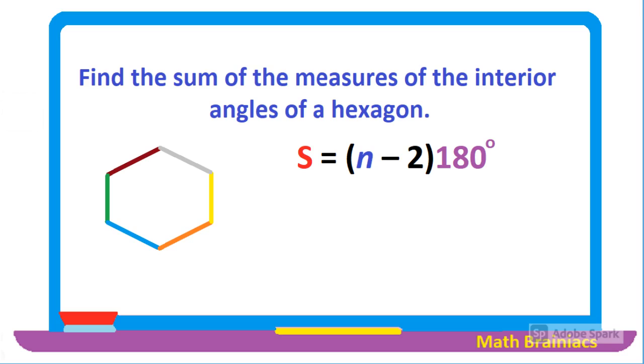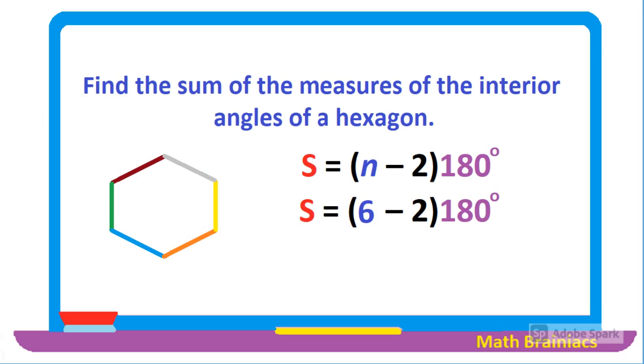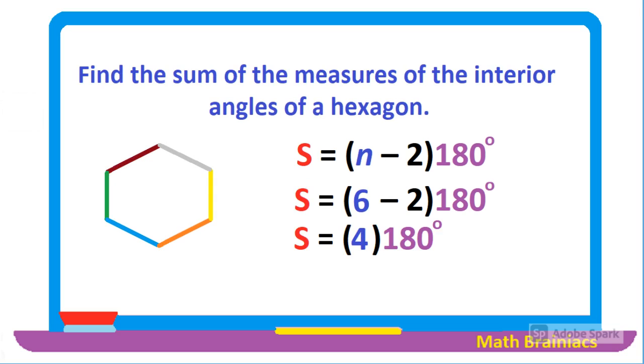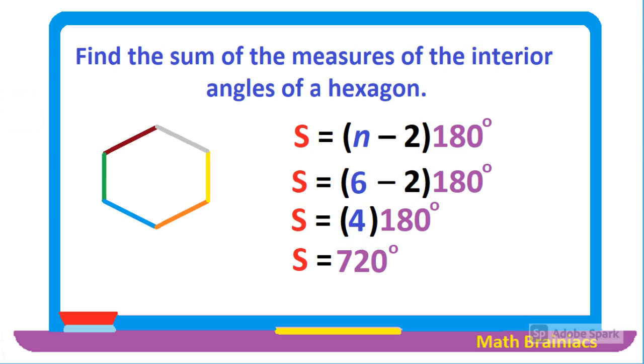Let us apply the formula for the interior angle sum. S is equal to (n minus 2) times 180 degrees. Since the polygon is a hexagon, it has 6 sides. Therefore, we're going to substitute the number of sides into the formula. Accordingly, S is equal to (6 minus 2) times 180 degrees, and it will give us 4 times 180. Consequently, the interior angle sum of a hexagon is equal to 720 degrees.